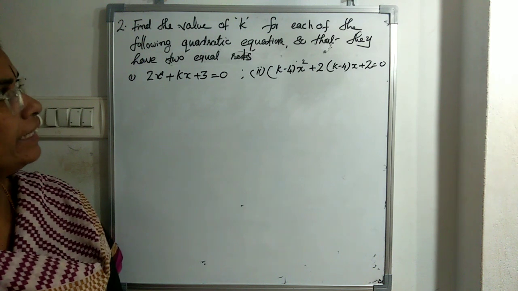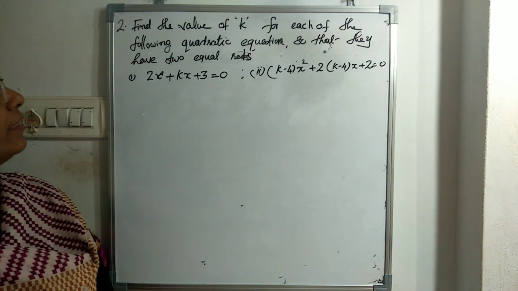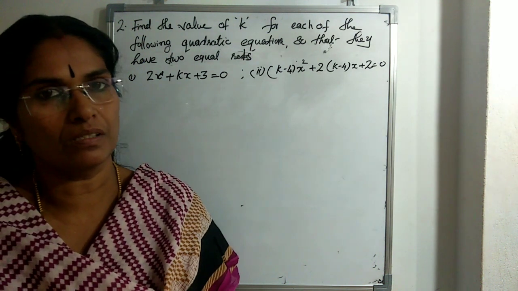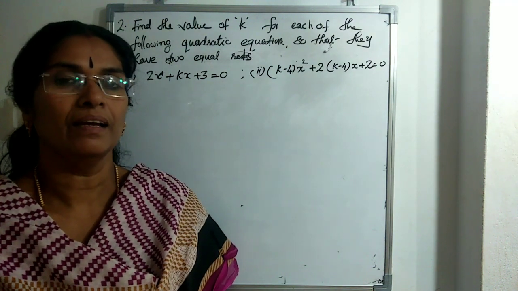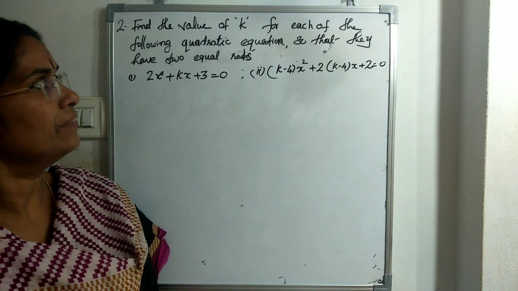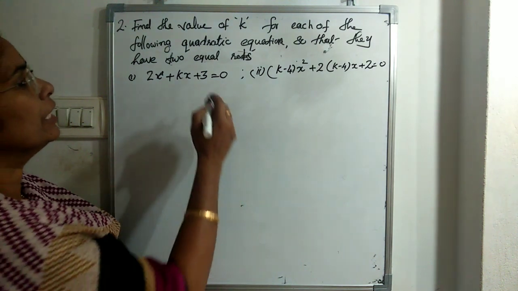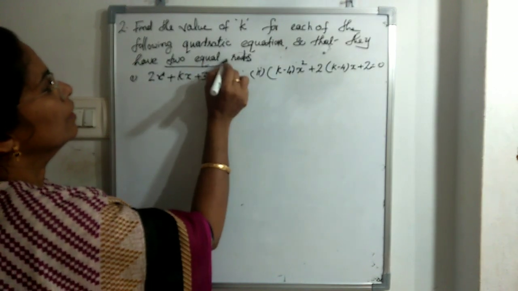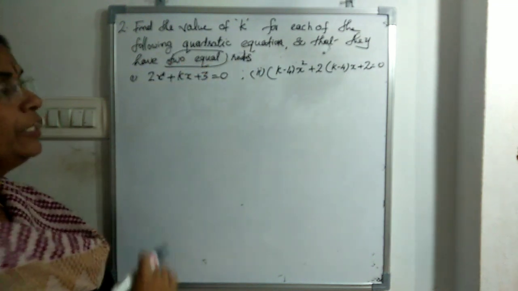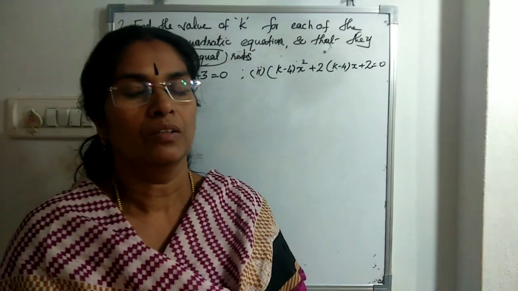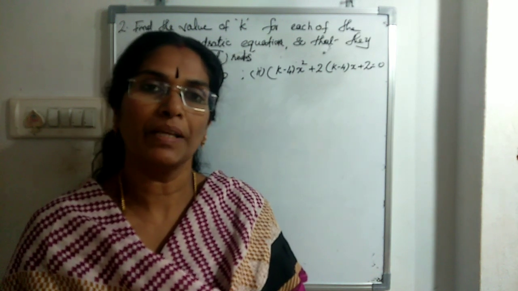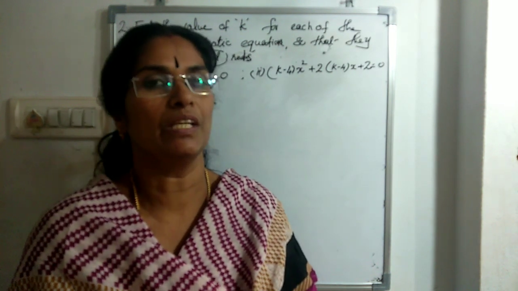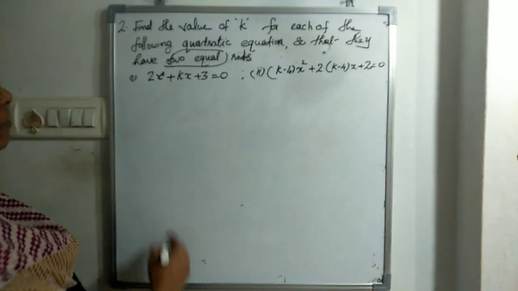Then the second model question is: find the value of k for each of the following quadratic equations so that they have 2 equal roots. We have to find the unknown variable k, but the condition is given, that they have 2 equal roots. The nature of the roots is given as 2 equal roots. So what is the condition? For 2 equal roots, as we know, b square minus 4ac equal to 0. Okay, we can solve then.